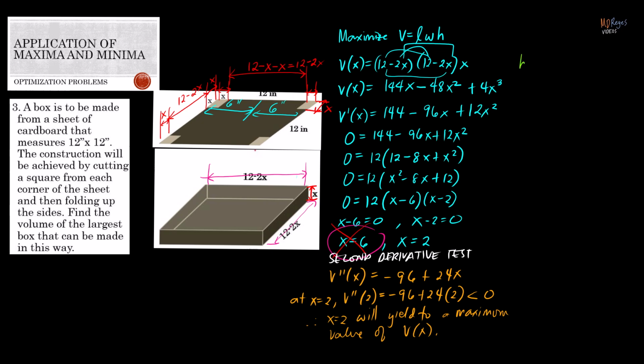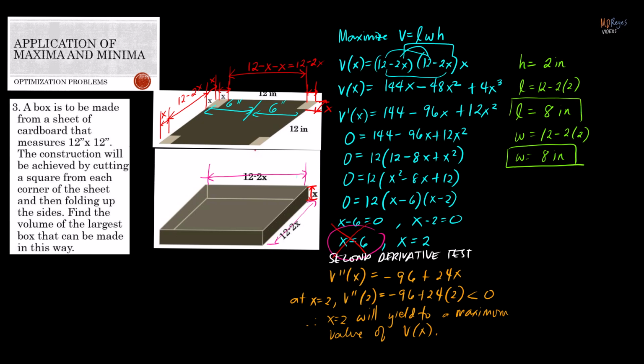So if x is equal to 2, then the height is equal to 2 inches. And then the length is equal to 12 minus 2x, so 12 minus 2 times 2. So we have the length equals 12 minus 4, so that's 8 inches. And then the width is also 12 minus 2x, so 12 minus 4 is 8 also. So the width is 8 inches. Alright, so these are the answers.